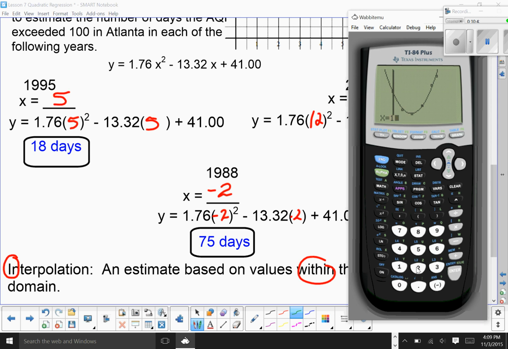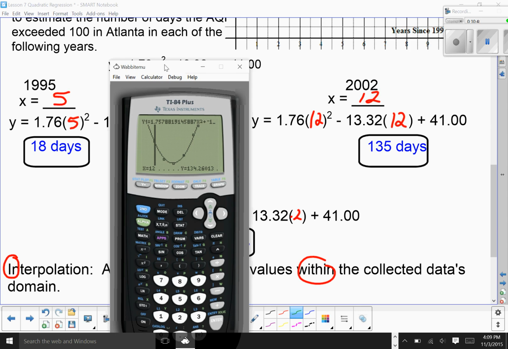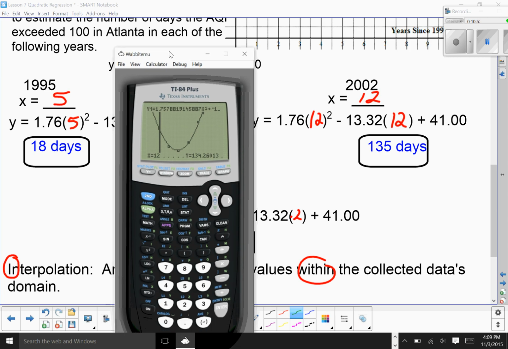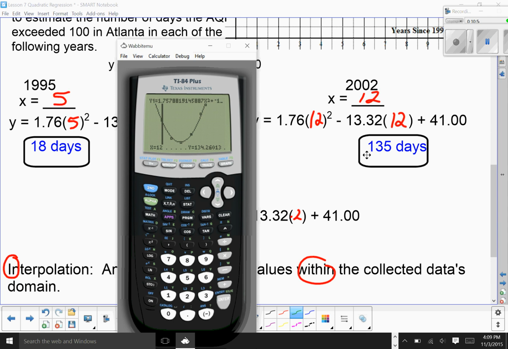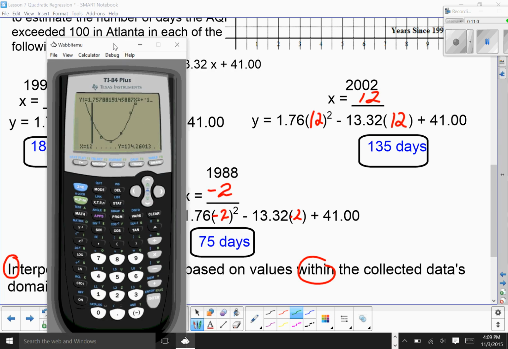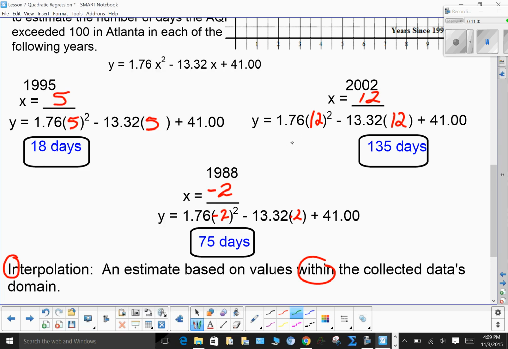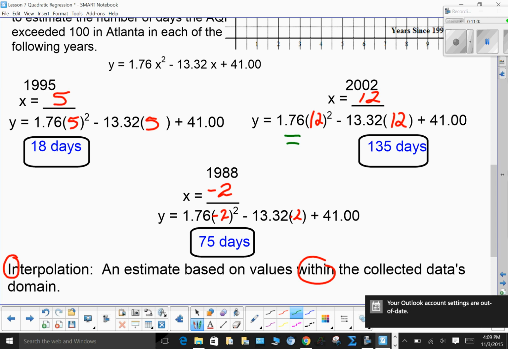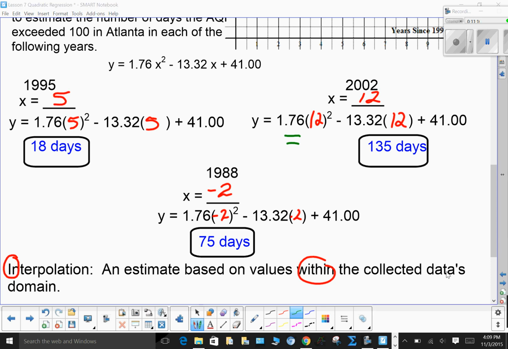Now if I put in 12 and I hit enter, it finds it, and it tells me 134.26. I have 135 here. Why do I have 135 and this says 134.26? Well, recall when I did my equation, I rounded. Instead of being 1.75 on and on and on, I rounded it to 1.76. That small rounding error is what bumped this up some.